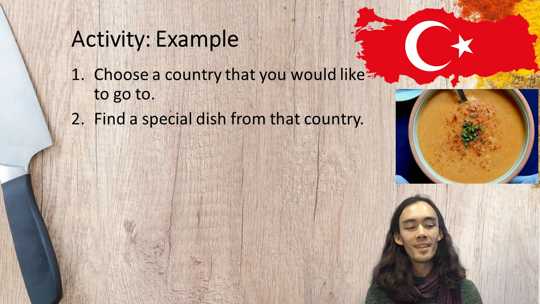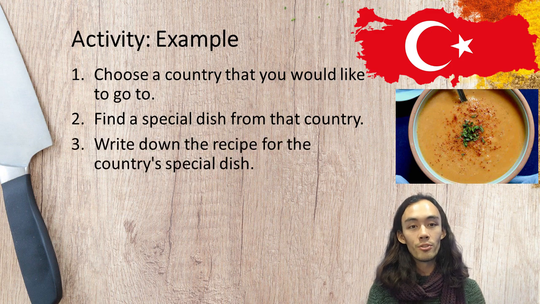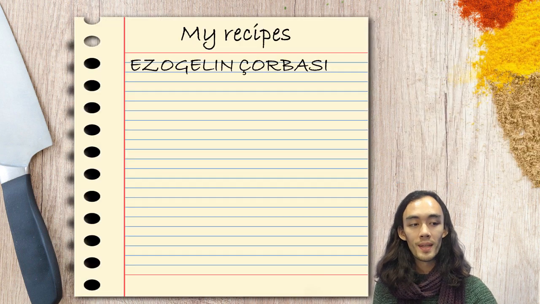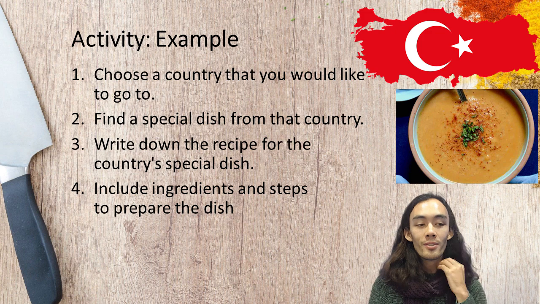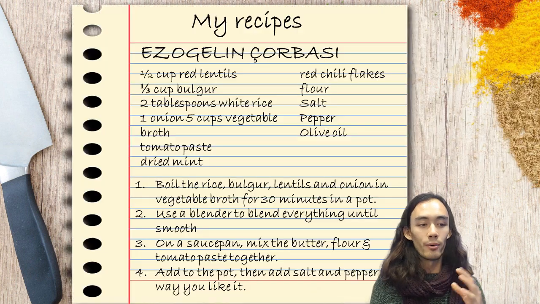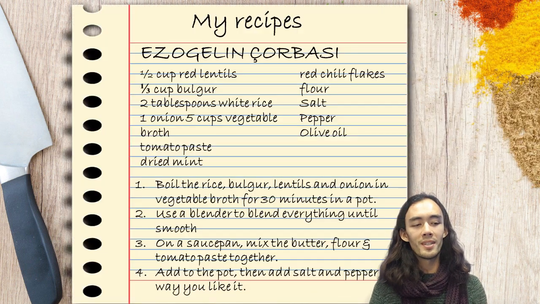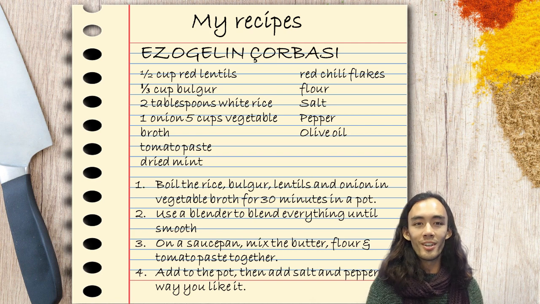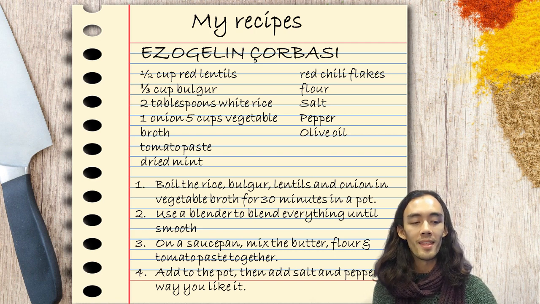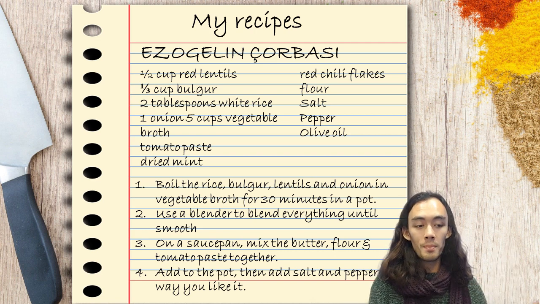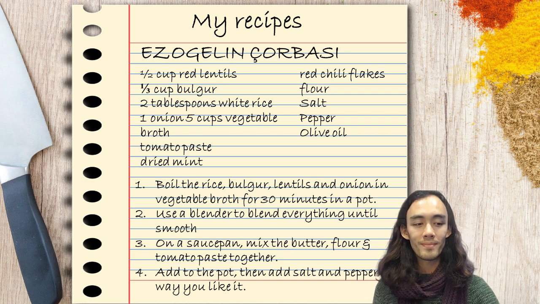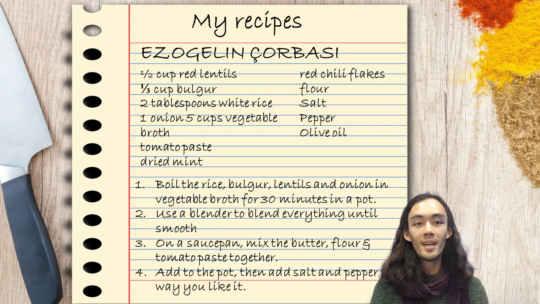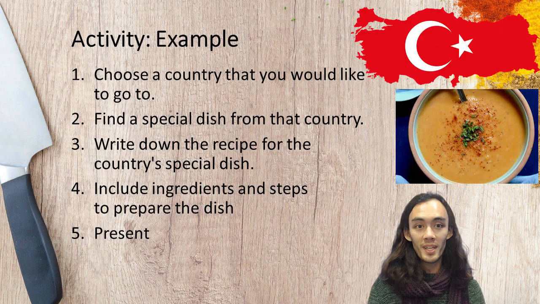And then write down the recipe for the country's special dish. Okay, so include ingredients and steps to prepare it. So there's lots of ingredients like red lentils, bulgur, white rice, vegetable broth, and you can read the others. And then you can see that I've got these steps 1, 2, 3, and 4 underneath that. So that's what you have to do. Then you are going to present.